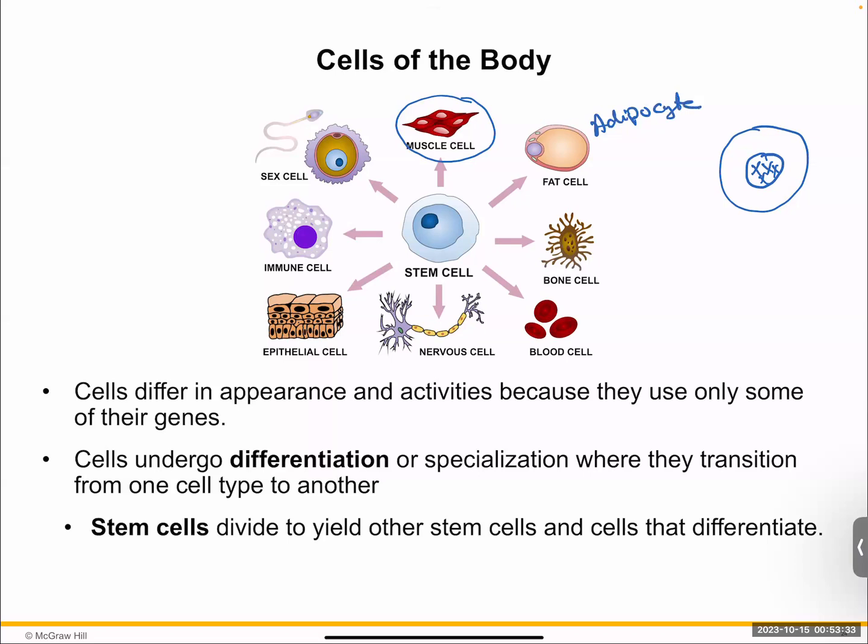We have a bone cell, which basically keeps your bone alive and healthy. Blood cells, in this case they're depicting red blood cells. A nerve cell, basically what your brain and spinal cord are made up of. Epithelial cells, in this example, give you things like your skin. Immune cells like white blood cells, like neutrophils, eosinophils, and then sex cells. So you have your egg and you have your sperm.